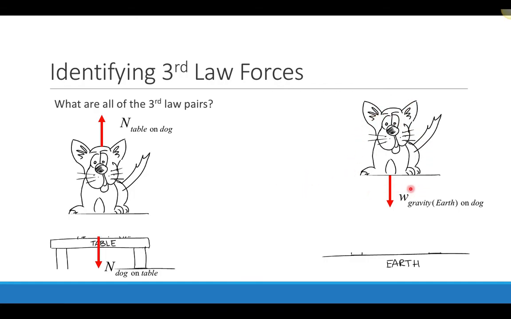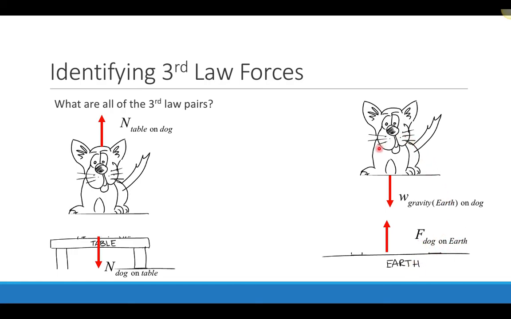In the same regard, I have my dog here. The table is missing from the picture, but the dog is still sitting on the table. And I have this gravitational force, which is the force of the earth on the dog. It's the gravitational pull. It's the weight of the dog. There has to be a pair to that. And the pair to that is that the dog actually exerts a force on the earth.